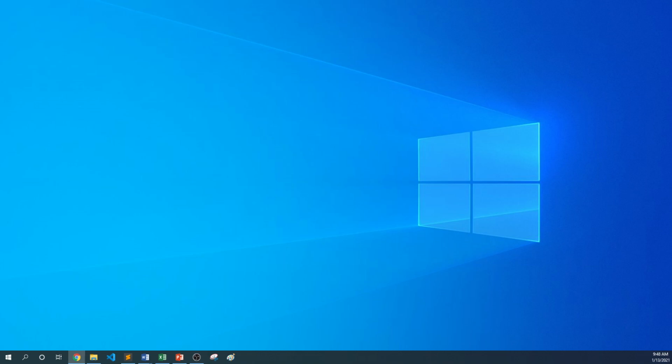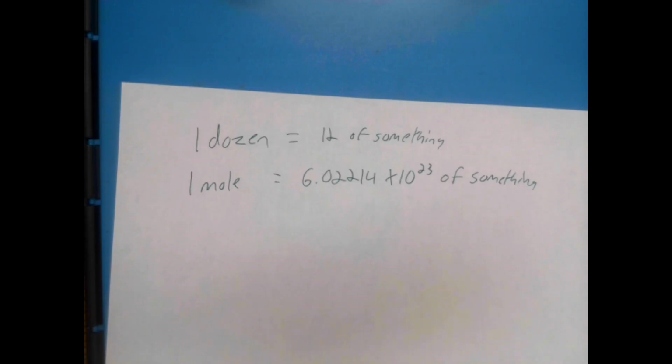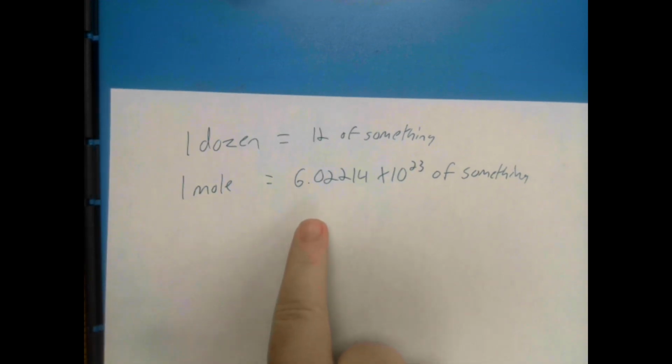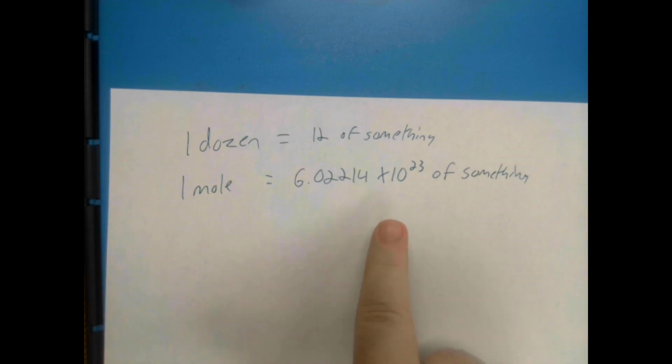1 dozen equals 12 of something. So if you have 1 dozen of something, it's equal to 12 of something. If you have 1 mole of something, you have 6.02214 times 10 to the 23 of something.